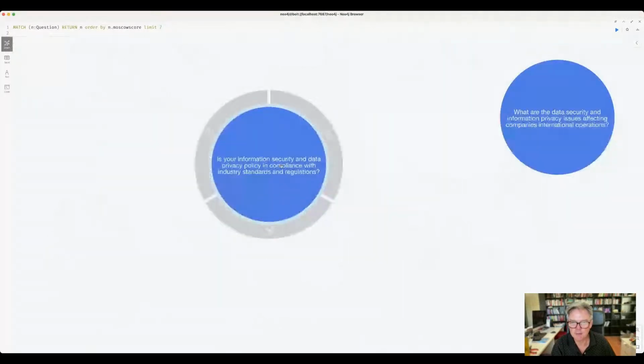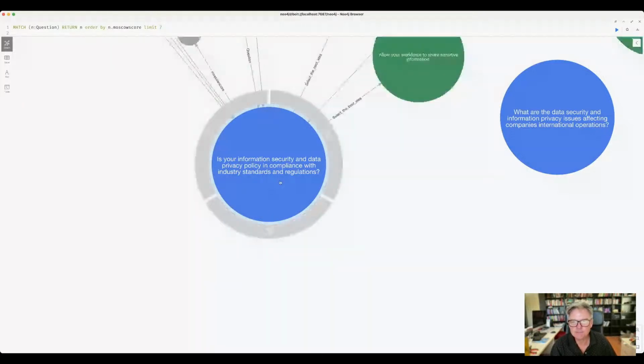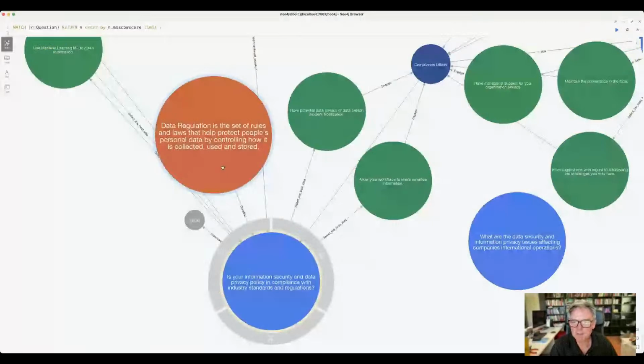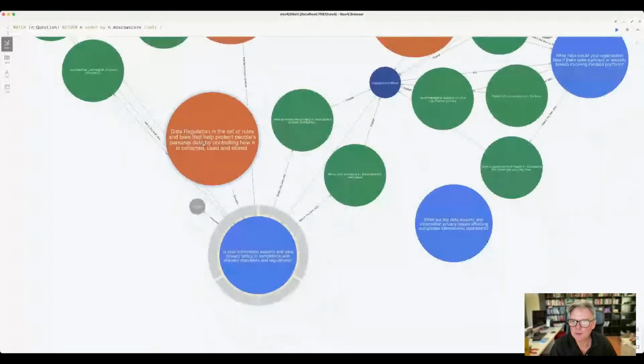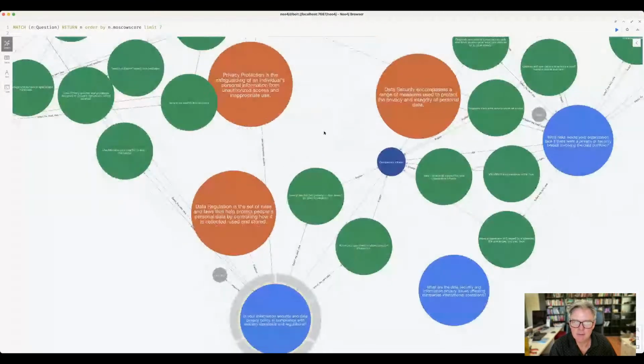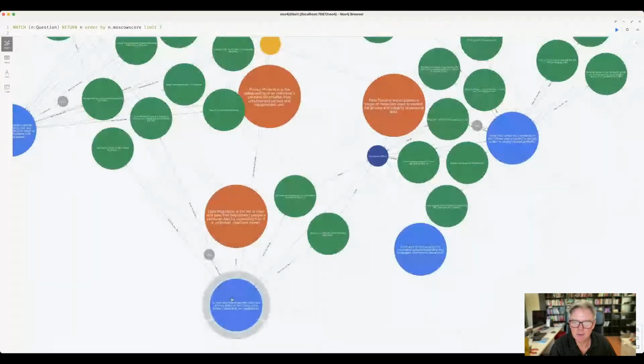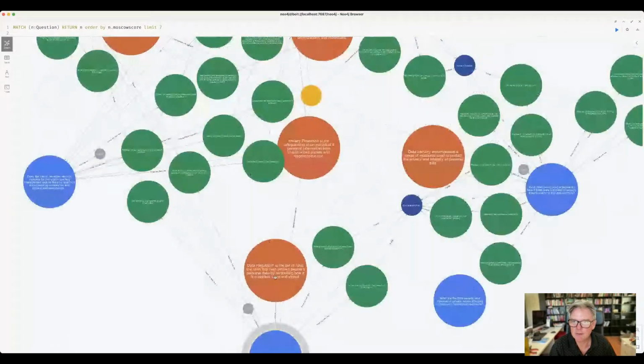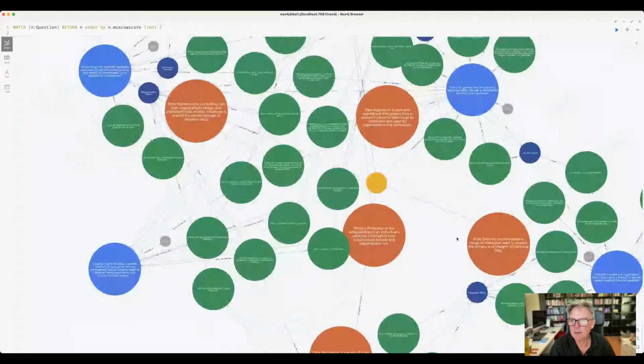Is your information security and data privacy policy in compliance with industry standards and regulations? Do you even know which industry standards and regulations there are? Looking at you, GDPR. There we go. Data regulation is the set of rules and laws that help protect people's personal data by controlling how it is collected, used, and stored. All right, what we need here, the people that we need are the compliance officer. So is there another one? There's another one up here somewhere. Yeah, and the data protection officer. Those are the people that we need here.